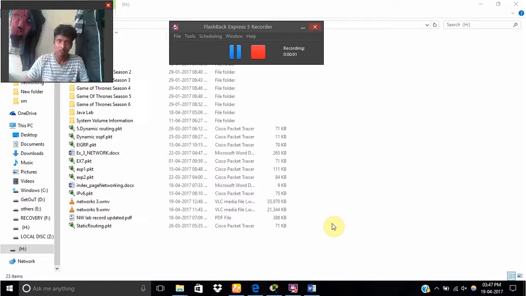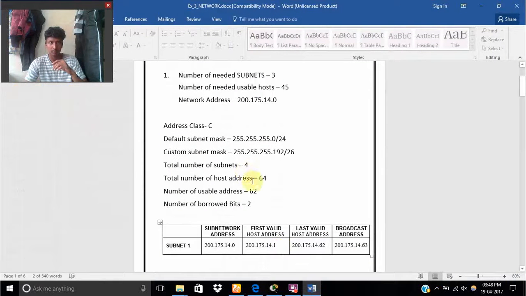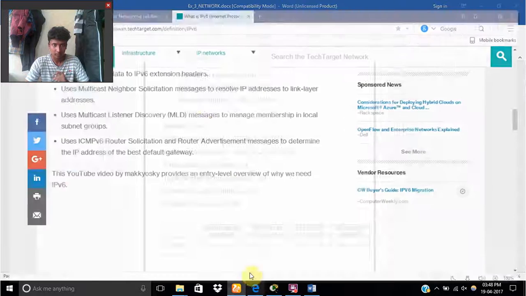Hi, today we are going to see the problems of subnetting, and I will show you a Word file. These are the questions we have been given. Number of needed subnets is equal to 3, number of needed usable hosts is equal to 45, and the network address is 200.175.14.0, and we can see it from here, the 200.